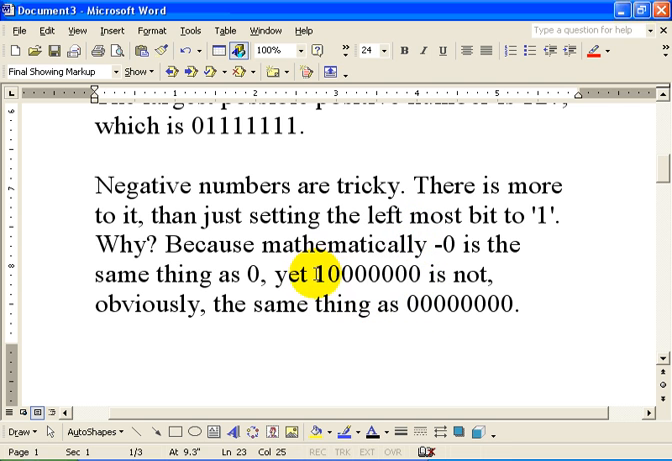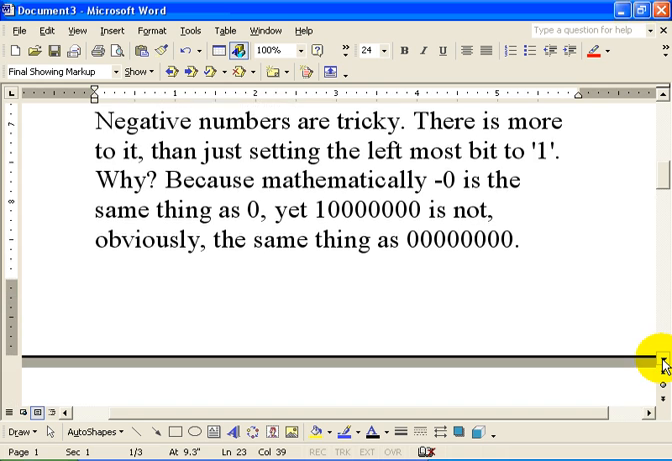Let me say that again. That would be minus 0. This number is plus 0. Now, mathematically, minus 0 should equal plus 0. They're the same thing mathematically. And yet that bit pattern is not the same thing as that bit pattern. So, for reasons associated with that kind of analysis, negative numbers are stored in a more complicated notation known as 2's complement.